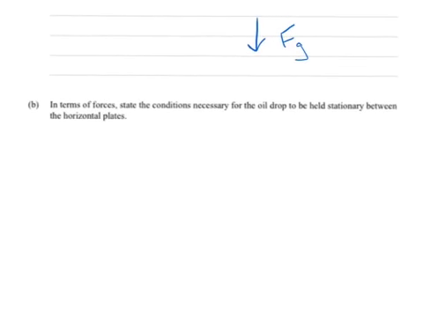plate. B, in terms of forces, state the conditions necessary for the oil drop to be held stationary between the horizontal plates. In terms of forces, the force due to gravity has to be equal but opposite to the force due to the electric field, which, if you're drawing a free body force diagram, would be the force due to the electric field, and they're both equal. Fg is equal to Fe, but they're in opposite directions. So that's the main thing.